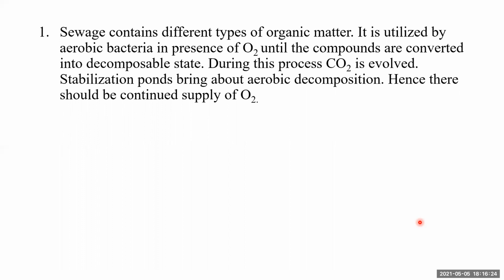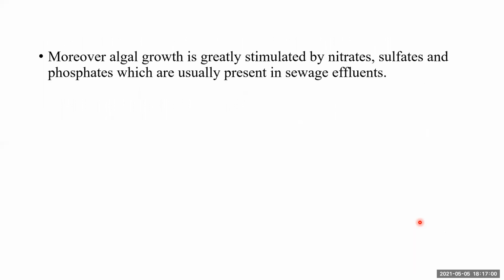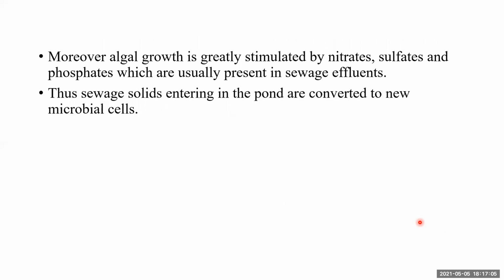Stabilization ponds bring about aerobic decomposition, and hence there should be a continuous supply of oxygen. Where do the aerobic bacteria get the oxygen from? From the air, from the wind currents, as well as the oxygen that is liberated by algae when they perform photosynthesis. The sewage also contains photosynthetic organisms like algae and some photosynthetic bacteria. They perform photosynthesis using the CO2 released by the bacteria as a carbon source, and they synthesize new cells. Moreover, algal growth is greatly stimulated by the nitrates, sulfates, and phosphates present in the sewage effluents.